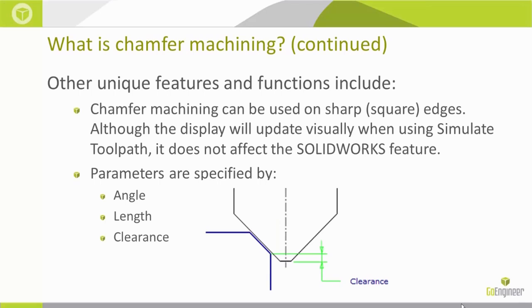Clearance. This parameter controls the machining depth, that is, how far below the bottom of the chamfer the tool goes. If set to 0, the Z value of the tip of the tool will be equal to the bottom of the chamfer. If set to a positive value, the tip of the tool will extend below the bottom of the chamfer. If negative, the tip of the tool will be above the bottom of the chamfer.